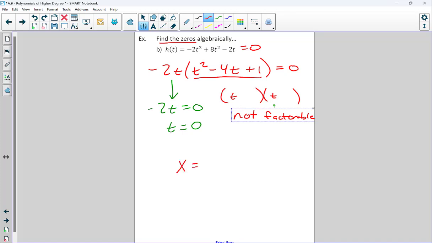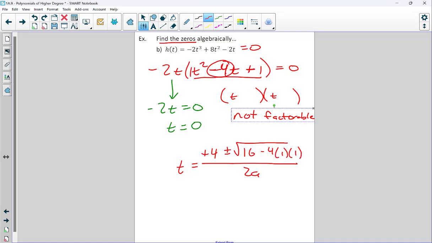Recall that the quadratic formula is negative b plus or minus the square root of b squared minus 4ac all over 2a. Let's also note that it's not x, it's t on this problem. A is 1, b is negative 4, c is positive 1. So b is negative 4, so negative 4 actually makes it a positive 4. B squared is going to be a positive 16. A and c are both 1. A is still 1. So t equals 4 plus or minus the square root of 16 minus 4, which is 12, over 2.